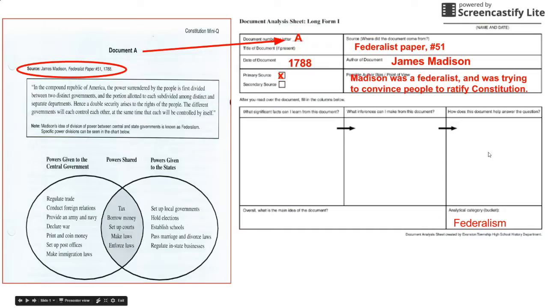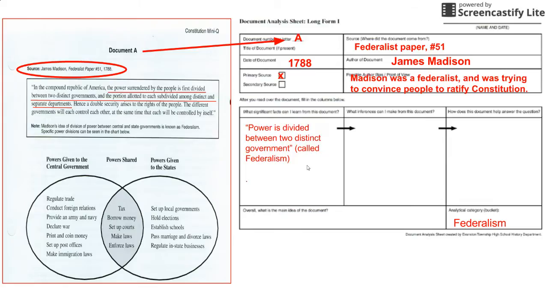That we're going to fill in right here. So the part I want to look at in the section right here is this underlined section. The power surrendered by the people is first divided between two distinct governments, and the portion allotted to each subdivided among distinct and separate departments. So I'm just going to summarize and write that one part in that box. And then I use that part from the note to jot down that it's called federalism.